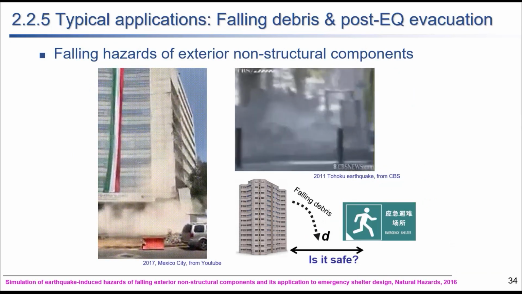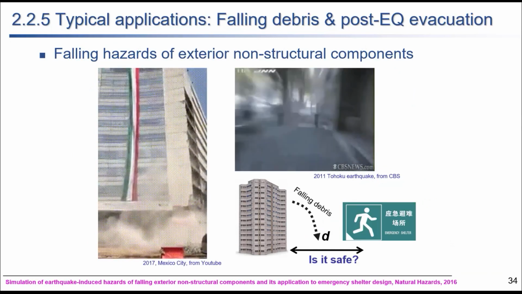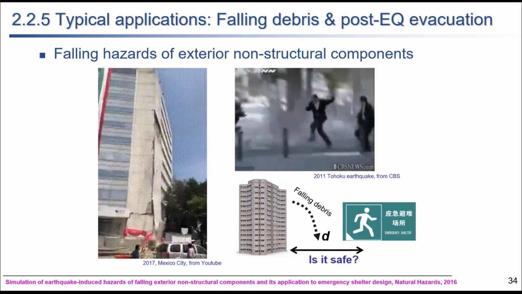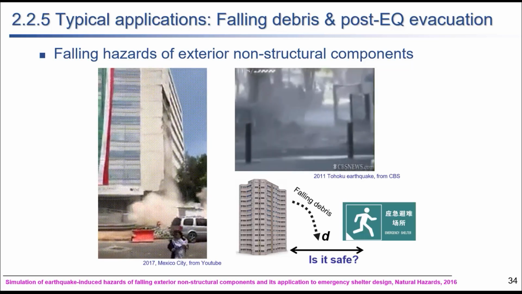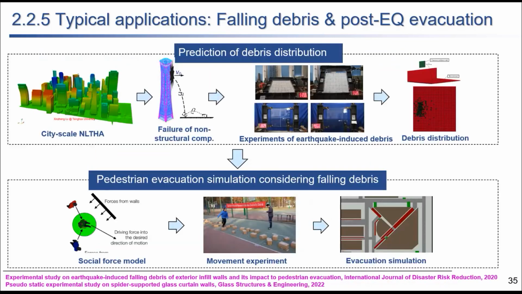But how do we calculate such behavior of the falling debris? It is a very big problem, and there's no good method to do that. But with our city-scale time history analysis, we can do it very easily. First we do the simulation, and we can know the shaking of different buildings. And then we do some experiments, and we can know how much damage there is to different enclosure walls or the glass curtains. And we can also know the distribution of the falling debris on the ground.